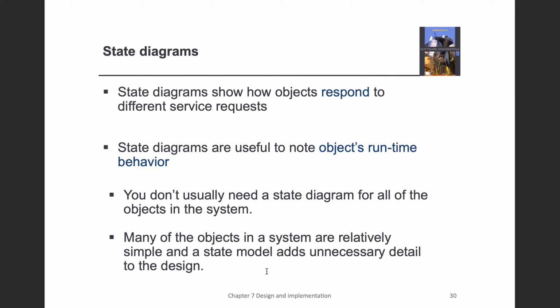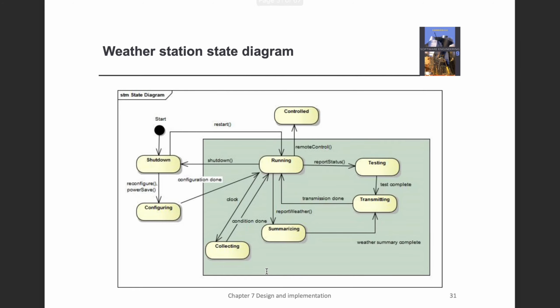You don't need state diagrams for all the system objects in the system. So what it means is that state diagrams are not important for all the objects in the system. Many objects in a system are relatively simple, and a state model adds unnecessary detail to that particular design. So here is an example of the weather station state diagram, where we start and shut down.